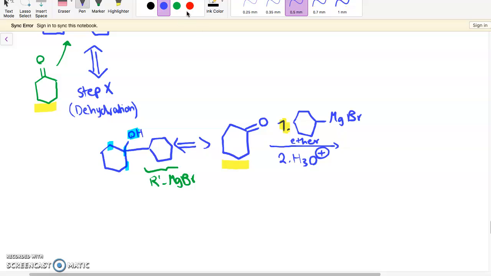So again, just remind yourself how you usually make Grignard reagents. I usually make Grignard reagents starting from alkyl halides. We're going to insert magnesium to give us our Grignard reagent. So if I do the same thing here, we're now making this guy.